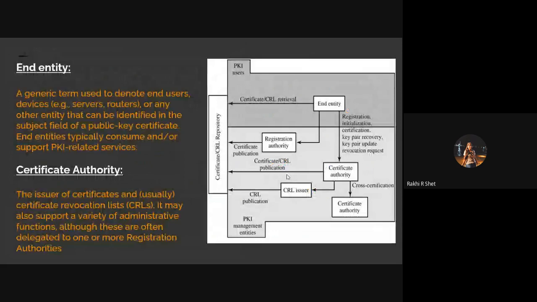So end entity is a generic term which is used to denote the end systems such as servers, routers, etc. Next, certificate authority. As I already mentioned, the issuer of the certificates and certificate revocation list. It may also support a variety of administrative functions, although these are often delegated to one or more registration authorities.